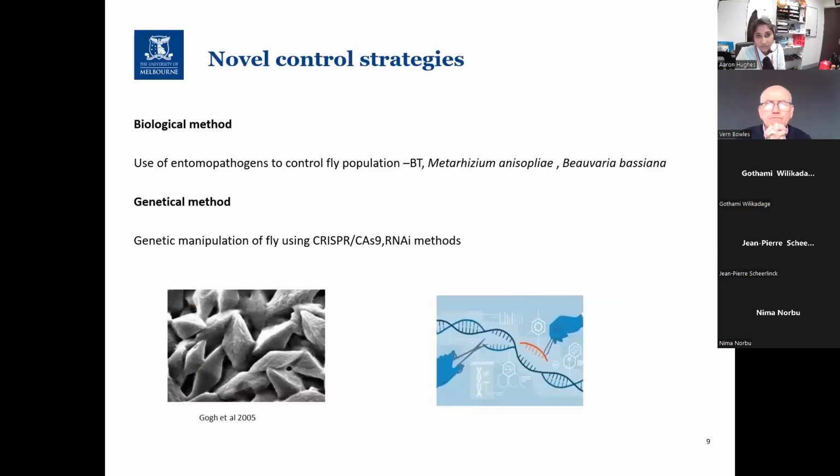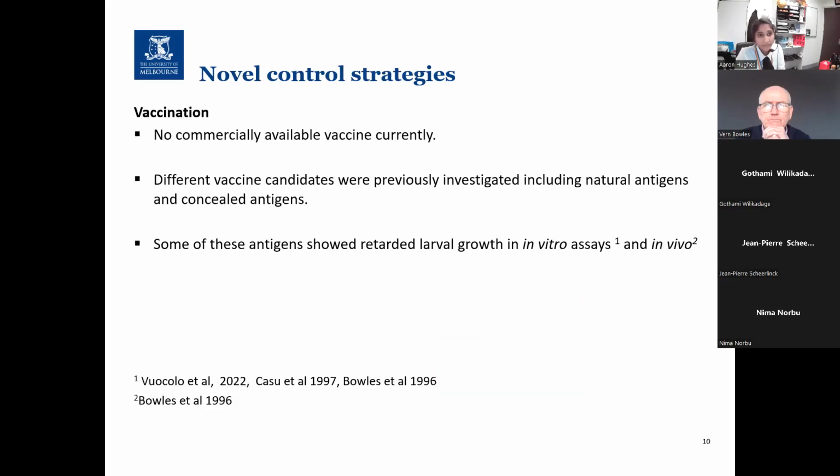There are novel control strategies that are still at the experimental level. For example, the use of entomopathogens to control flystrike, like Bt toxins and fungi like Metarhizium. And genetic manipulation of the fly using methods like CRISPR-Cas9 and RNAi can also be used to control flystrike, but all these methods are still at the experimental level.